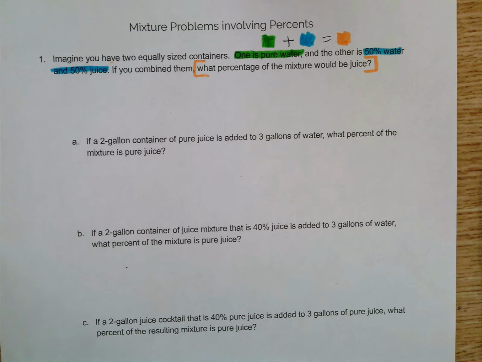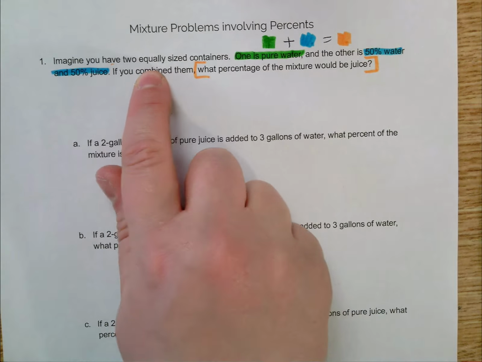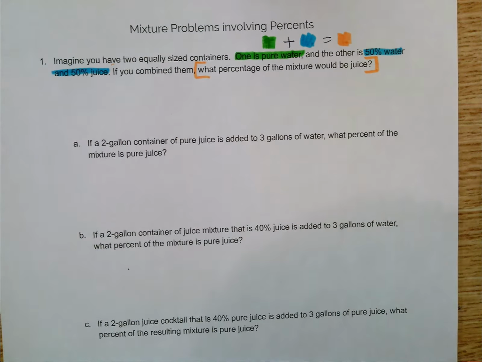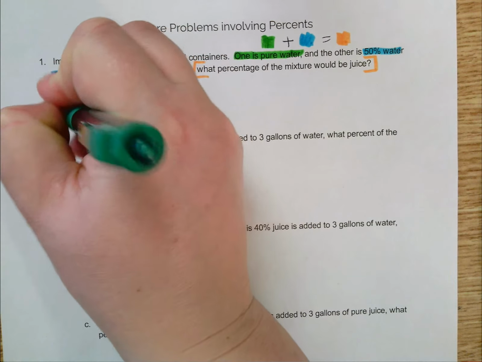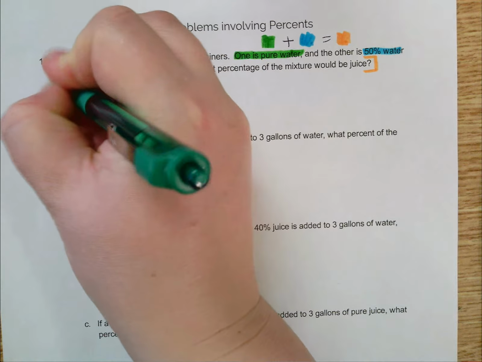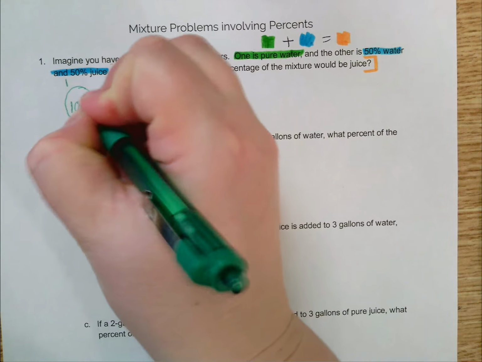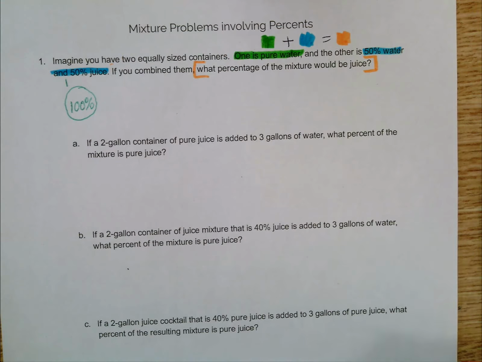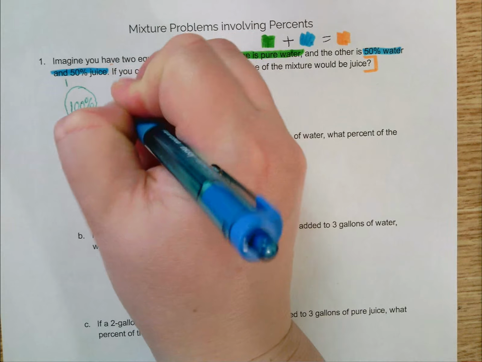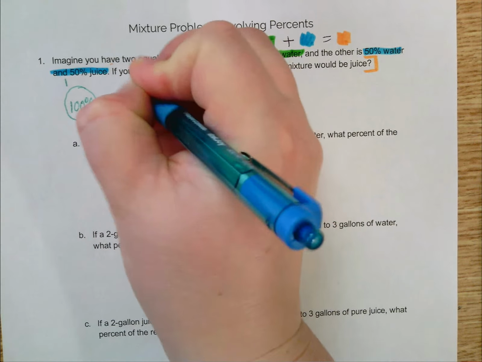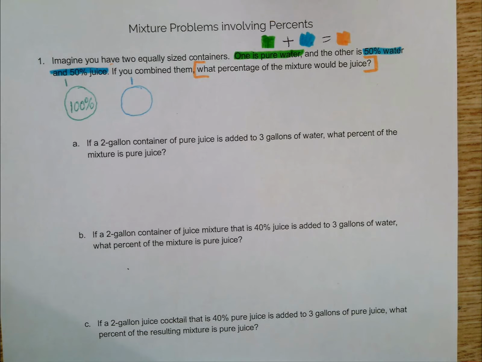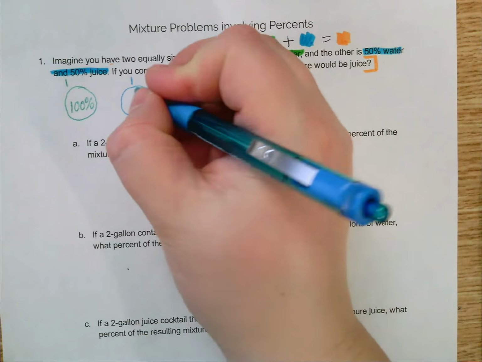We need to take into account the size of the containers as well. So the containers are the same size, they're equally sized. One of them is pure water. So I'm going to label this 1 unit. I could also label it 100% if I wanted, but let's use 1 unit for now. It's 100% water. I have another container. It's the same size as that first one, so I'm going to label it 1 unit as well. It's half water and half juice.